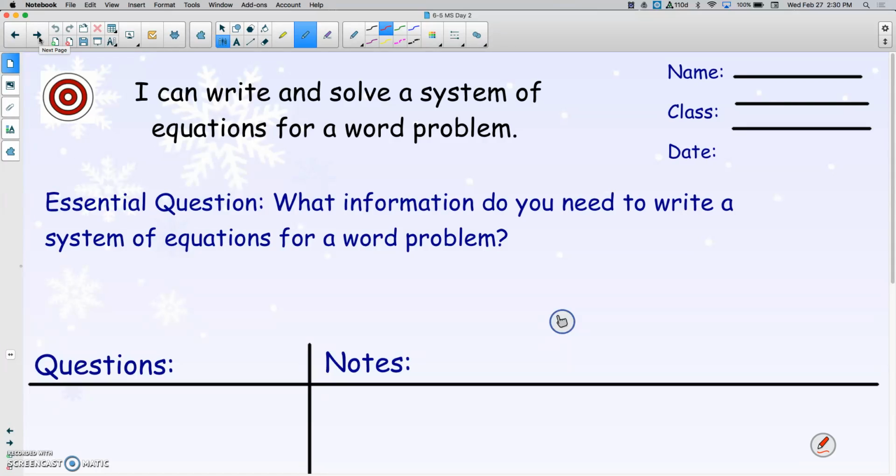Lesson 6.5, Day 2. I can write and solve a system of equations for a word problem is our learning target. And our essential question says, what information do you need to write a system of equations for a word problem? So I want you to think about how we write equations for word problems and think about all of the pieces, all of the things that need to go into that system.